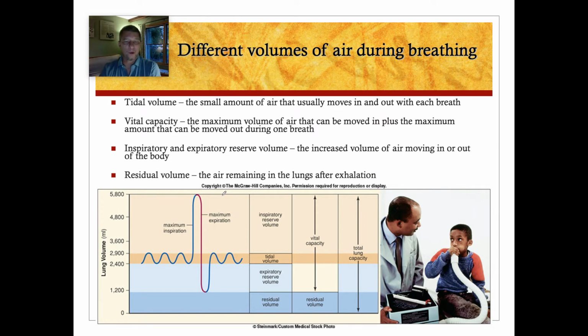And so the graph on the bottom illustrates what happens, generally speaking. Now, your lungs can hold almost 6 liters of air, 5,800 milliliters. But essentially, during each individual breath, you're only really exchanging about 500 milliliters of air up and down, up and down during normal breathing. That's what we call the tidal volume. It's just a small amount of air that moves in and out with each breath.